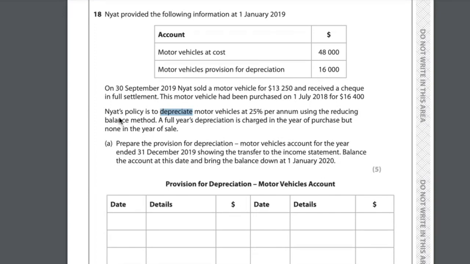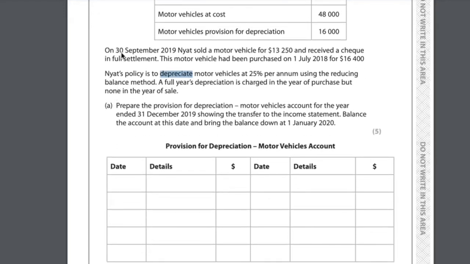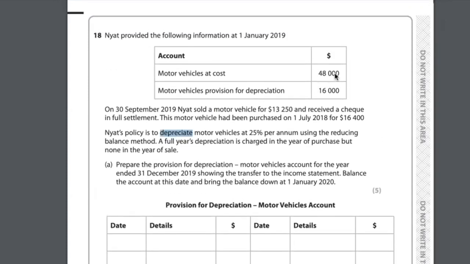Now, the next part is that on 30th September 2019, Nayat sold a motor vehicle for 13,250 and received a cheque in full settlement. So out of these 48,000, he sold one of the motor vehicles, and the cost of that vehicle when it was bought was 16,400. It was sold for 13,250. Is it clear or not? I'm trying to explain the question first, then I'll go further.